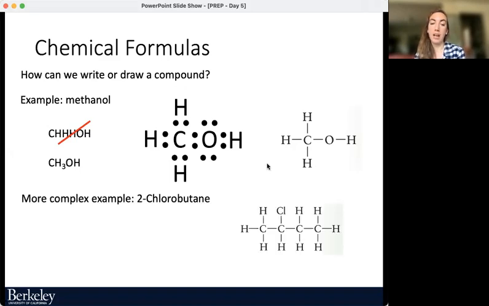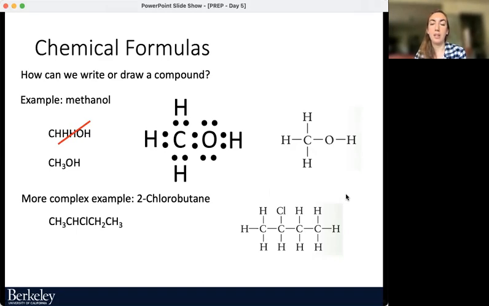So when we have more complicated examples, again, don't worry about the naming right now, but this compound is called 2-chlorobutane. So it has 4 carbons, a bunch of hydrogens, and 1 chlorine here. So again, each of these carbons has 4 bonds. If you ever are drawing something and find that you have a carbon that doesn't have 4 bonds, something is wrong, probably. Each of these hydrogens has 1 bond. If you ever are drawing something and hydrogen has more than 1 bond, something is wrong, most likely.